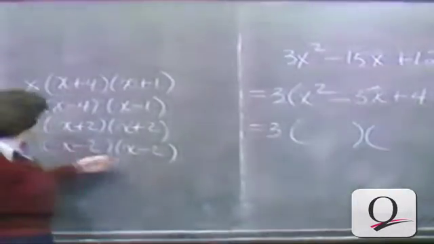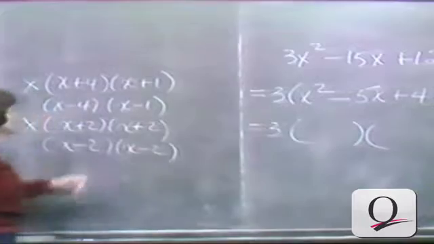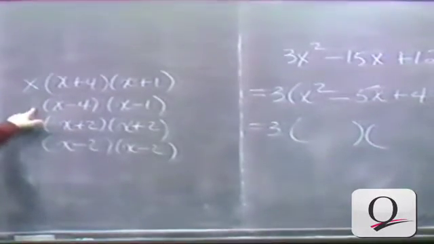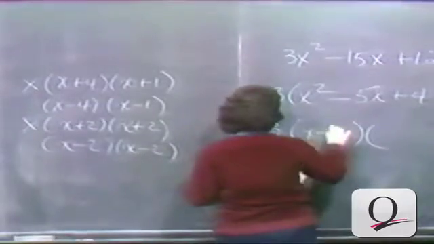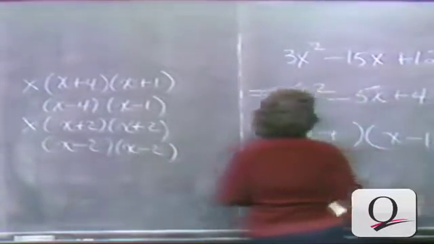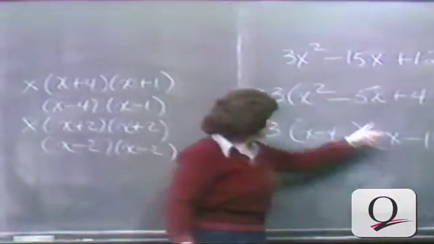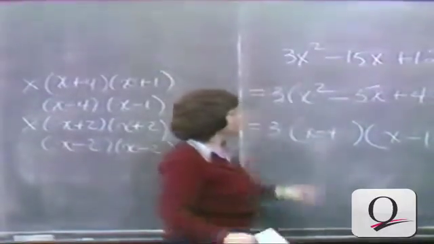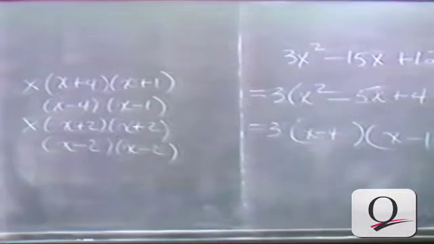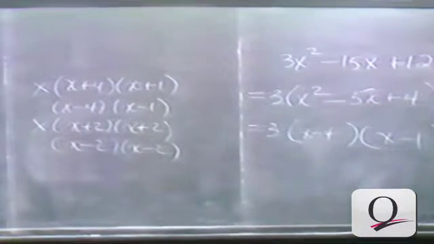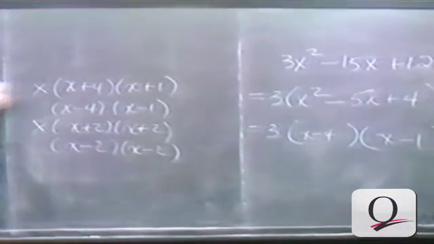When you check them out, you see that this last one gives you x squared minus 4x plus 4, and this one gives x squared minus 5x plus 4, and that's the one we want. x minus 4 times x minus 1 gives us the x squared minus 5x plus 4, which times 3 gives you the original expression. Okay, let's try some more problems.